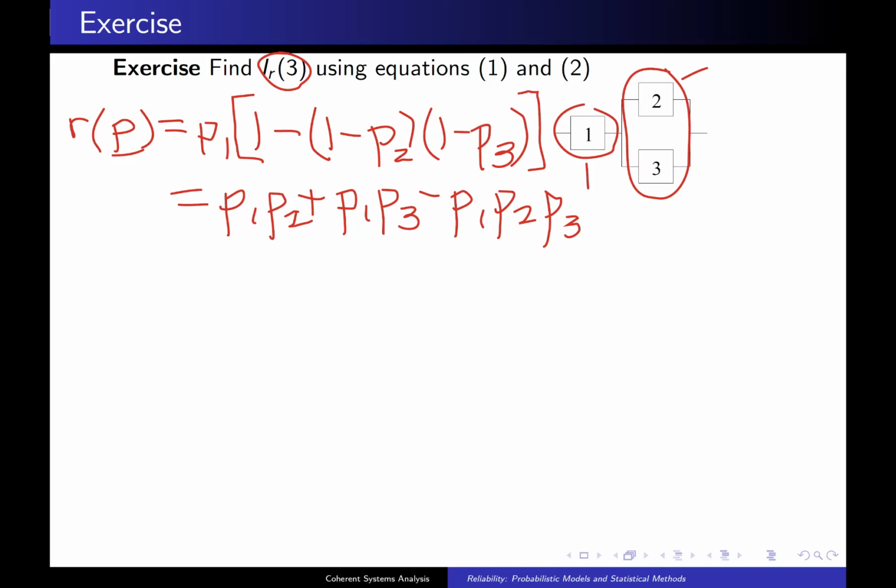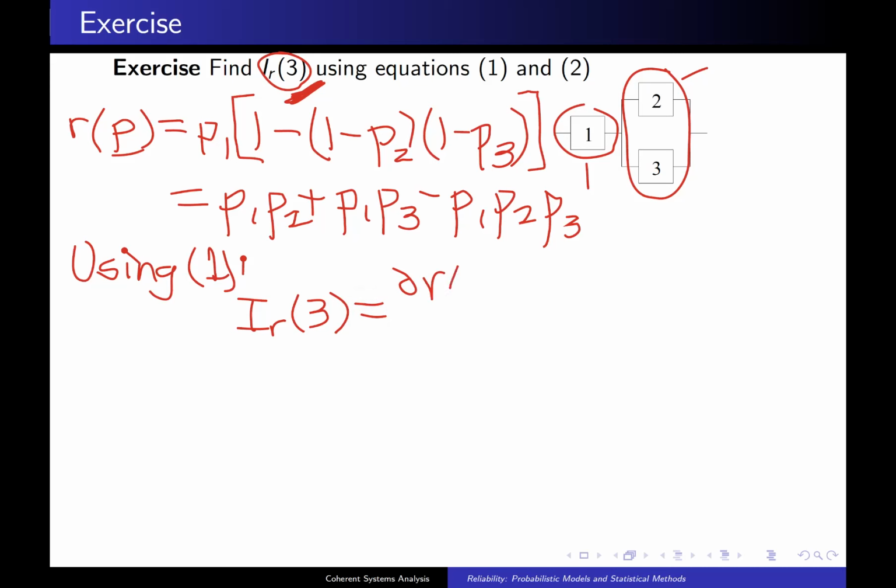Now, to use equation 1, I'll write that here. Using equation 1, what you are going to get is I sub R of 3. Remember, we're finding the reliability importance of the third component, and this is going to be the partial derivative of R of P with respect to P3. So all you have to do is take a partial derivative of the quantity above.